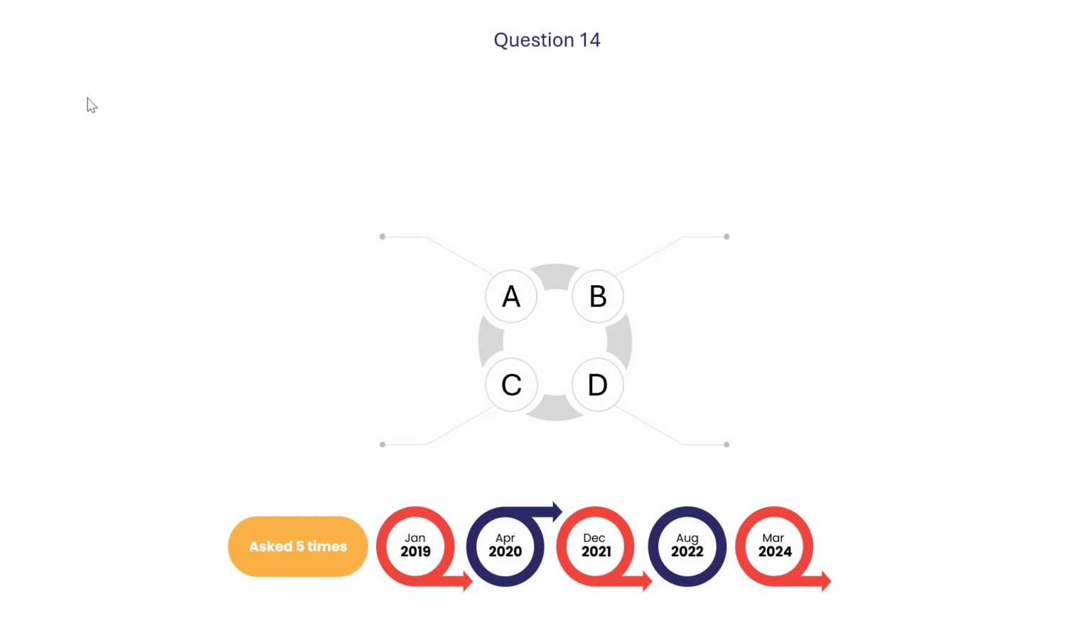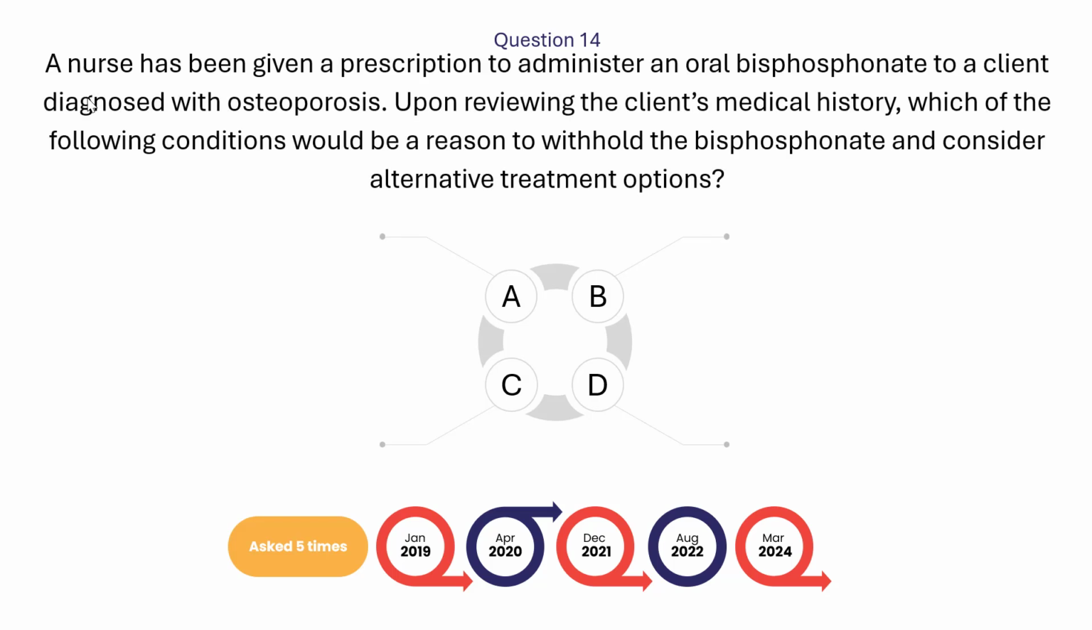This bisphosphonate contraindication question has been asked 5 times in the last 5 years, making it important to understand potential complications. A nurse has been given a prescription to administer an oral bisphosphonate to a client diagnosed with osteoporosis. Upon reviewing the client's medical history, which of the following conditions would be a reason to withhold the bisphosphonate and consider alternative treatment options?